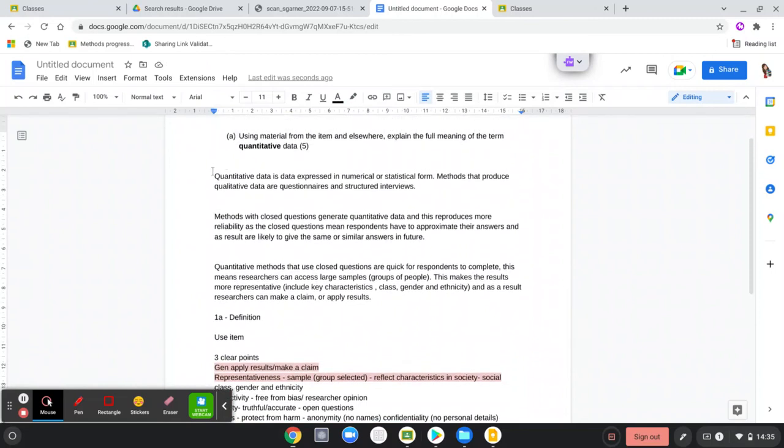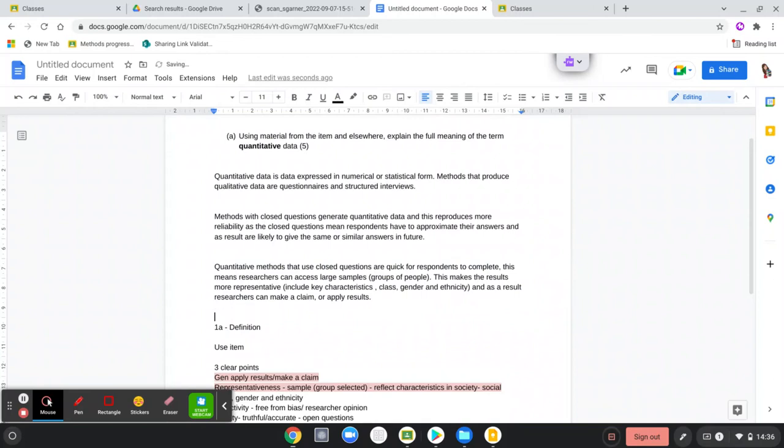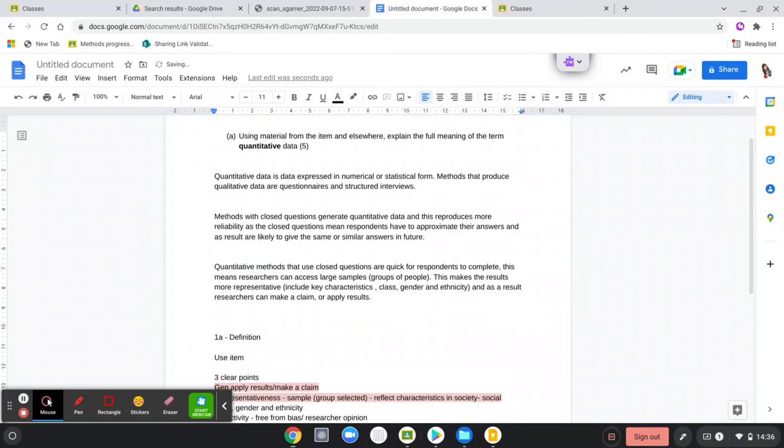Okay, definition mark, numerical statistical. It's reliable. You're going to get the same or similar answers again because of those closed questions. The closed questions mean I can ask thousands of people, represent their views, and therefore also generalize or make a claim. 1, 2, 3. Okay.